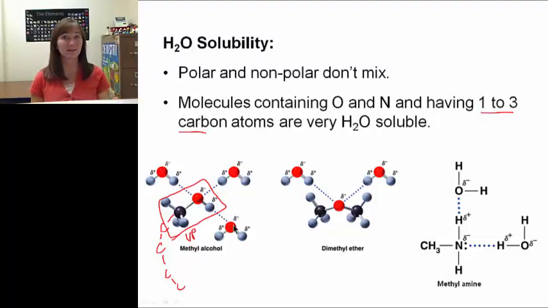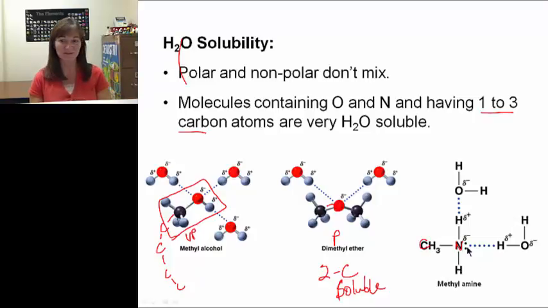And we're going to simplify it for this class, and we're going to say 3 is going to be the limit. Okay, so here's diethyl ether. So here's the oxygen, so we're going to say this is polar because it's got the oxygen here, and it only is bonded to 2 carbons. So if your molecule contains oxygen or nitrogen and it has 3 or less, you're going to say it's polar. So since this has 2 carbons, we're going to say it's soluble.